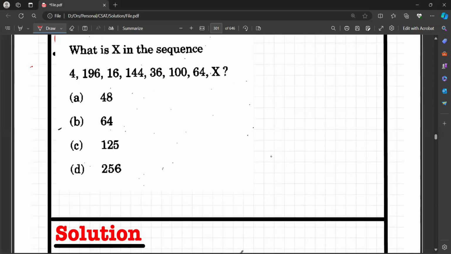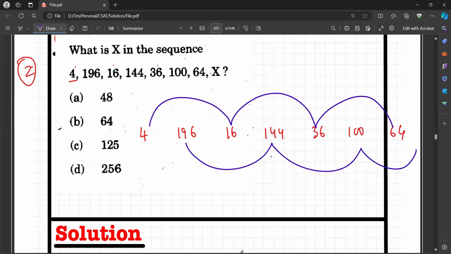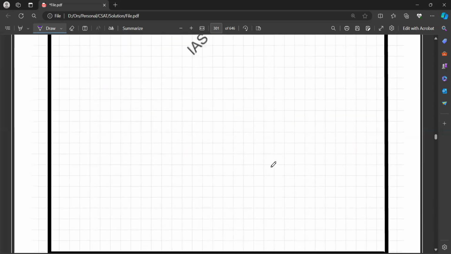Question number 2. What is x in this sequence? 4, देखो, 4, 16, 36. These sequences are such that once you see them, you will identify it naturally. Okay. How? See, 4, 16, 36, 64, 196, 144, 100. This is 2 ka square, this is 4 ka square, this is 6 ka square, this is 8 ka square. This is 14 square, this is 12 square, this is 10 square. So obviously the next number shall be 8 square. Answer is 64. Got it? Proceed to the next problem.